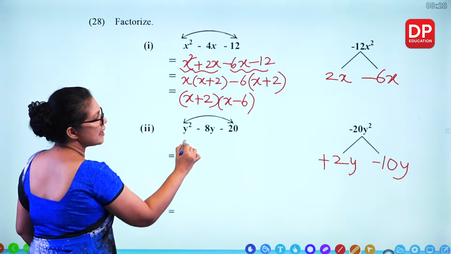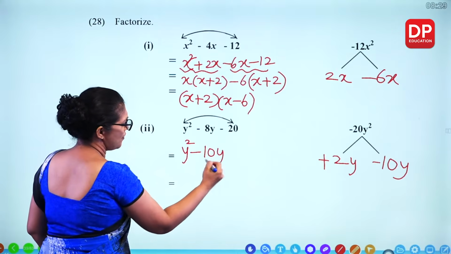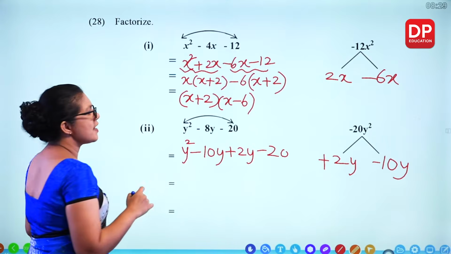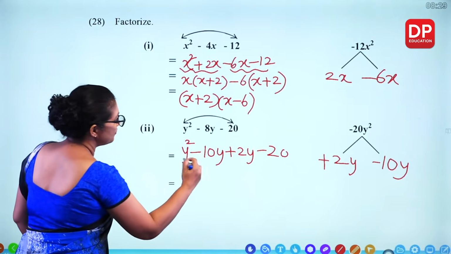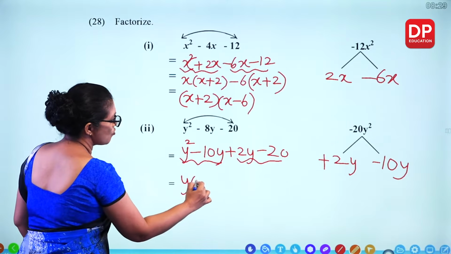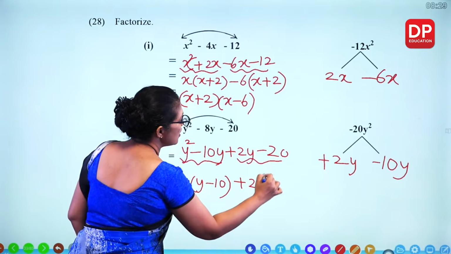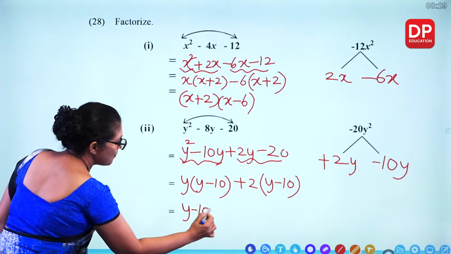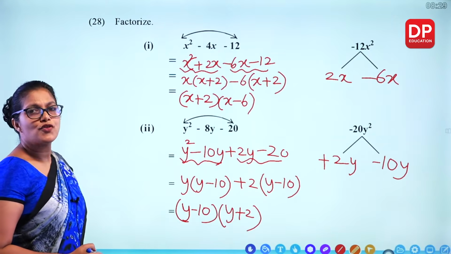Split the middle term. I can write the 10y first as well. We'll do that because always I took the smaller one first, but you don't need that. Take first 2 and you can see y is common. When you take 2 out, you get y minus 10. Now y minus 10 is common. Take it out and write down the remaining factor, y plus 2.